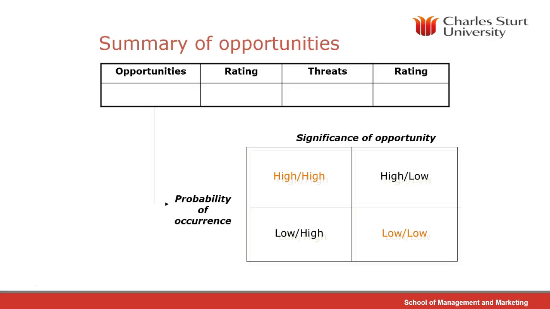So the summary of opportunities then is to look at the probability of occurrence and to graph them on these scales of probability of occurrence from 1 to 5 here and significance from 1 to 5 here, and to focus on the high to high sections here. The low to low sections, of course, can be ignored. Right, so really our top concern should be along here.